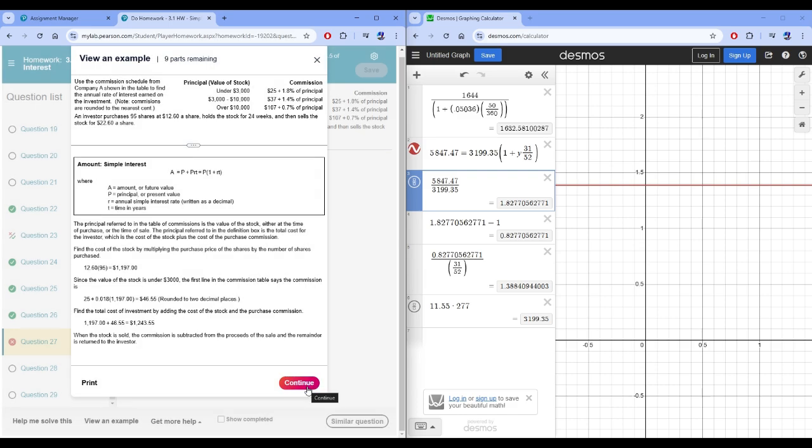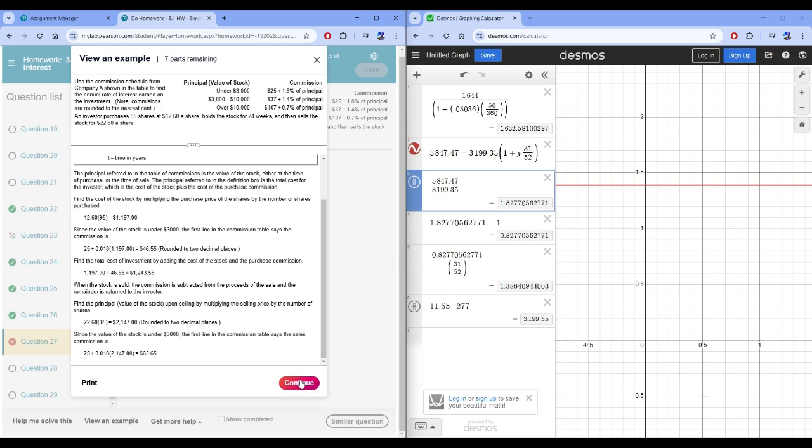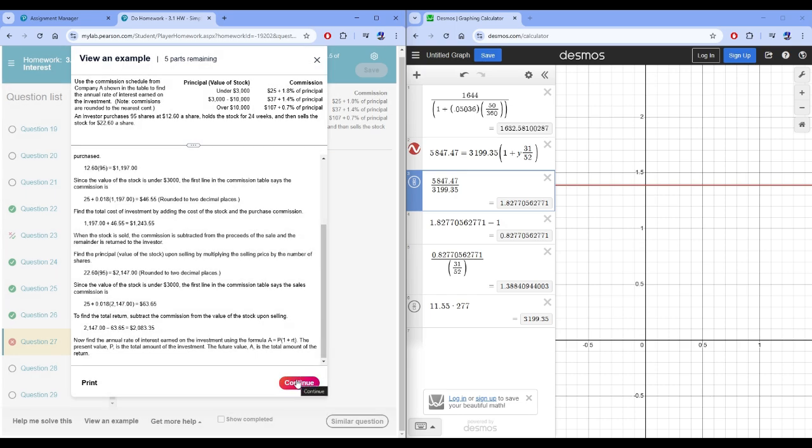Okay. When the stock is sold, the commission is subtracted from the proceeds of the sale and the remainder is returned to the investor. So then here you do the same exact thing, find the price. Since it's over, you take that 63 and you subtract it from the total return. Oh my god, this is so accurate to business. I didn't think that this question went like that. Okay.